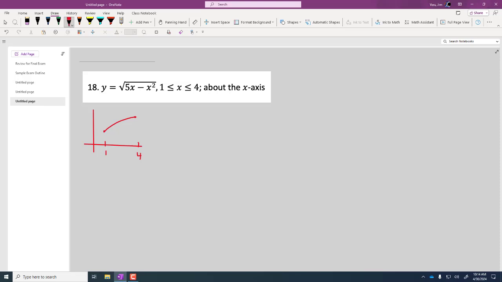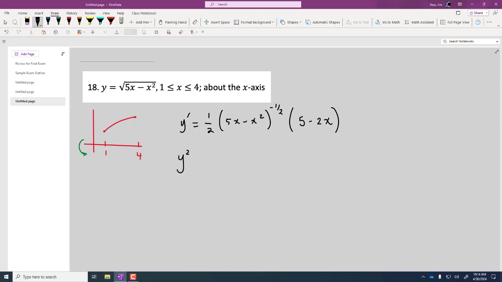Okay, so if we rotate that around the x-axis, same idea that we just talked about. So we definitely need the derivative of this curve. So we're going to do 1/2 times (5x minus x squared) to the -1/2 multiplied by the derivative of the base. So we'd have that. There is the derivative. And then we square it.